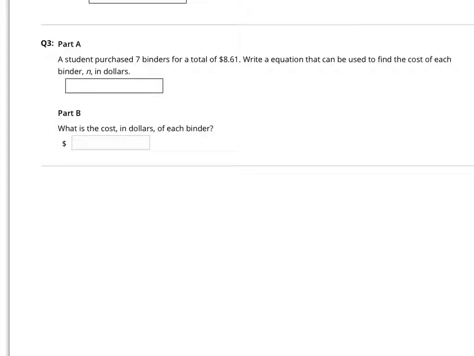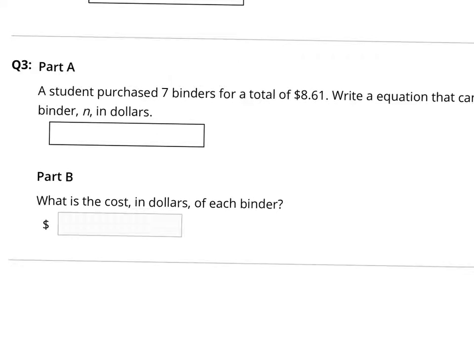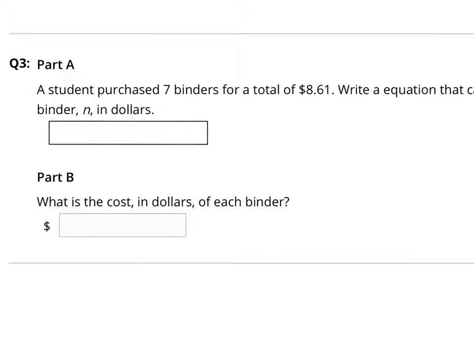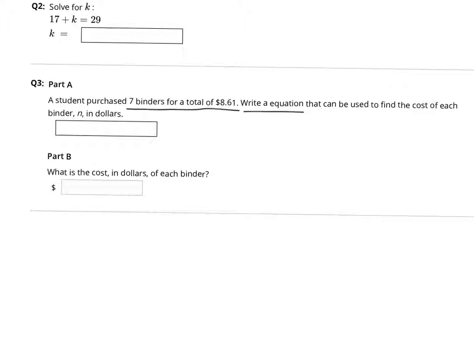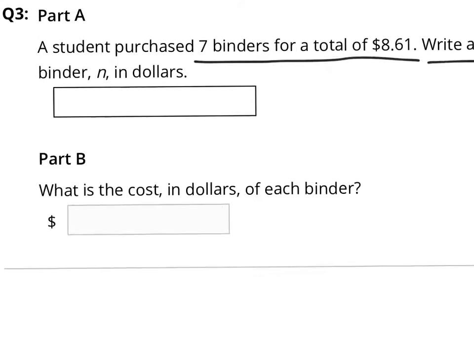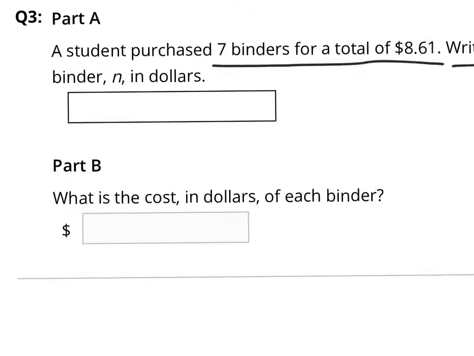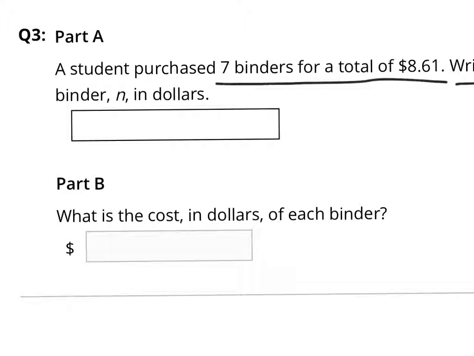Question 3, we've got a few different possibilities. A student purchased 7 binders for a total of $8.61, and they want us to write an equation that can be used to find the cost of each binder in dollars. So this was one I had to go back and manually grade because there are different ways you could do this. One option, you could have 7N equals 861.